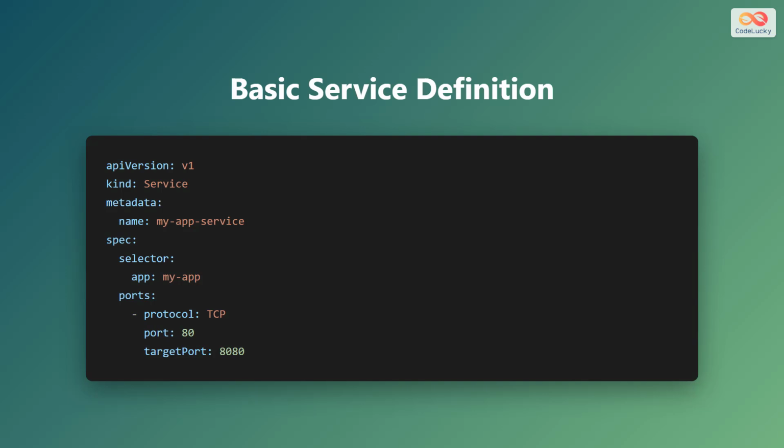Let's look at a basic service definition. Every service starts with the standard API version v1 and kind Service. In the metadata section, we give the service a name. The spec section contains the important configuration. The selector field uses labels to identify which pods this service should route traffic to. In this example, it selects pods with the label app equals my-app. The port section defines how traffic is mapped. The port field is where the service listens, and targetPort is where traffic gets forwarded to on the pod.